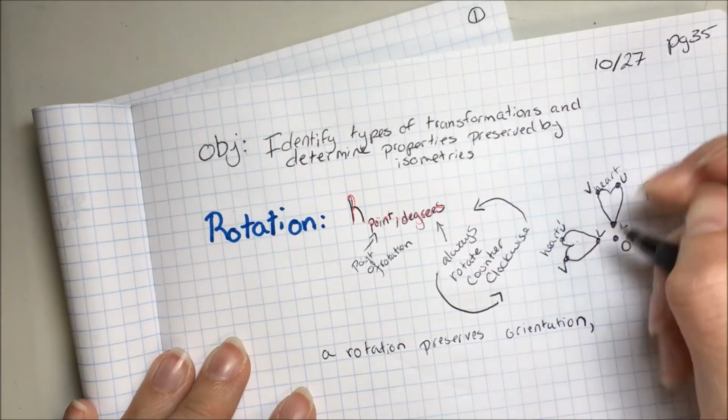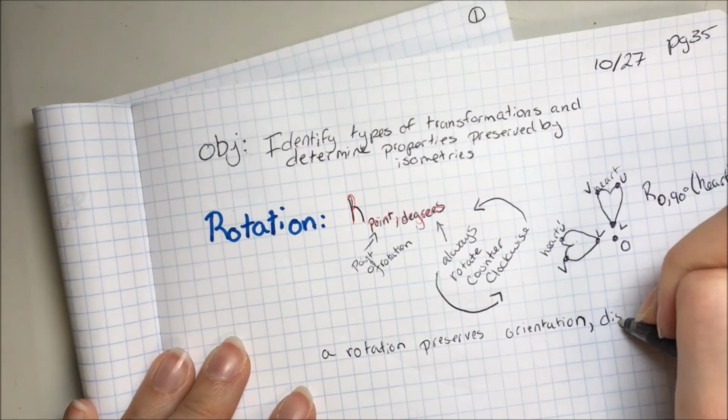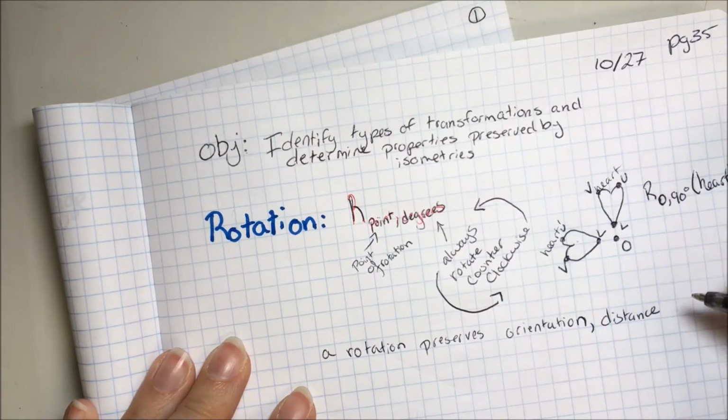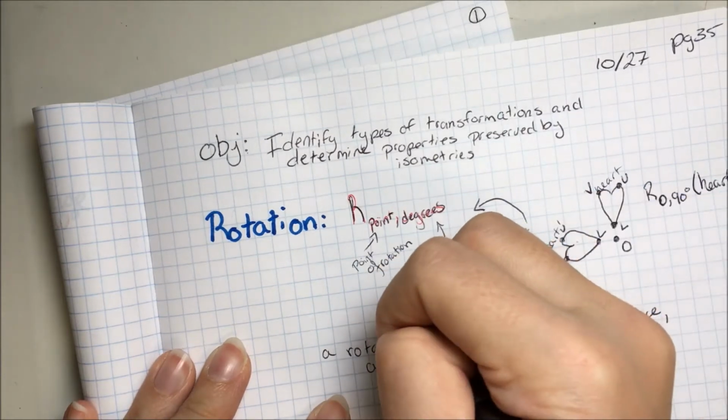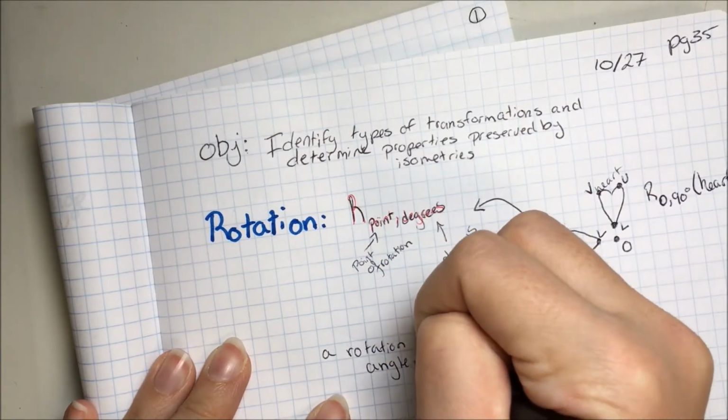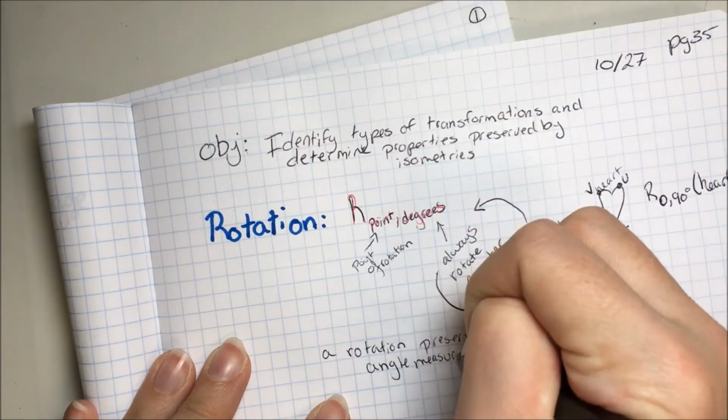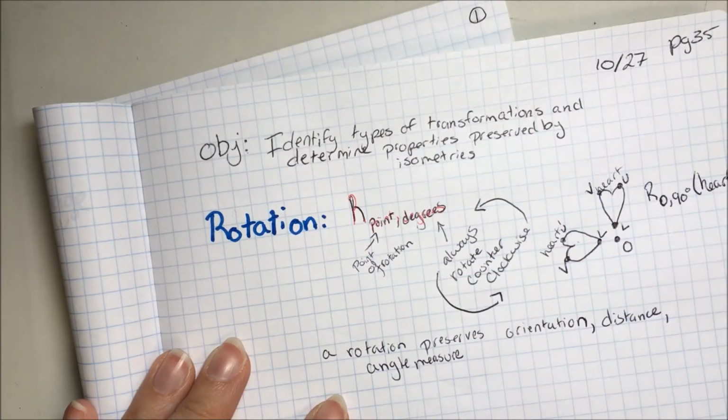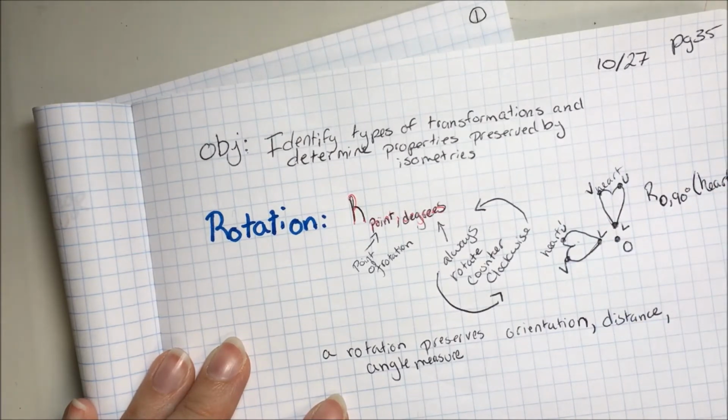Okay, it preserves orientation, distance, the shape is the same. Preserves angle measure. So orientation, distance, and angle measure. So this angle that I started with is the same angle that I ended with.